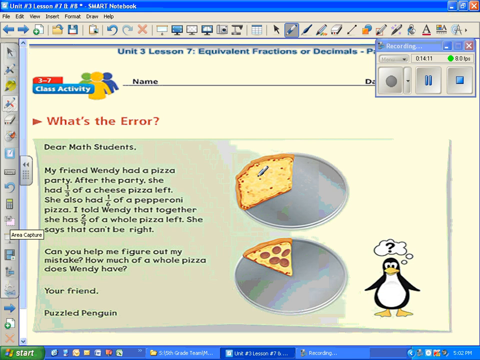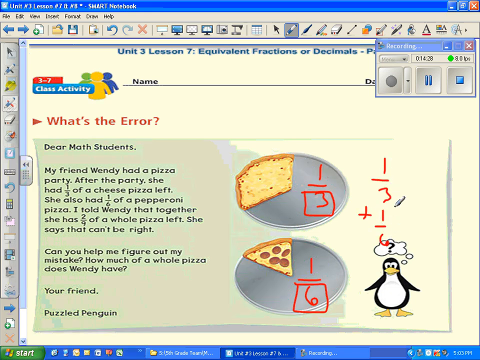Well, if you look up here, cheese is 1/3, pepperoni pizza is 1/6. Now, if you look, denominators are not alike. We want to know the total amount left, so we have to add, and then I like to set it up like this again, and find a common denominator. 3 and 6, hopefully you recognize it's 6. 3 times 2, 1 times 2. And then you end up with 3/6, which is equivalent to 1/2.